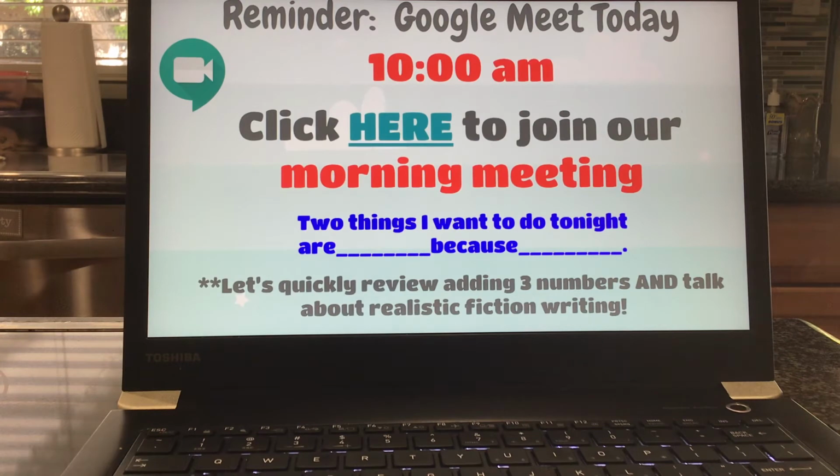Remember, today is our Google Meet at 10 o'clock. Please go ahead and click the turquoise here to join our meeting. We're going to be holding our morning meeting. We're going to talk about two things I want to do tonight are blank and blank because, and then we're going to do a quick math review of adding three-digit numbers, and we're going to talk a little bit about realistic fiction writing, which we are starting today.